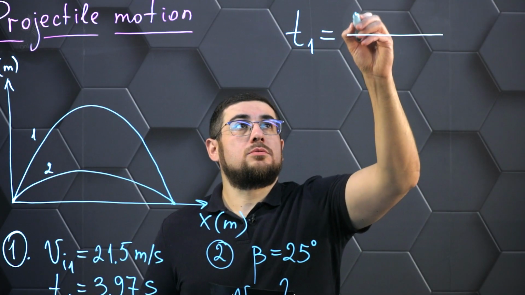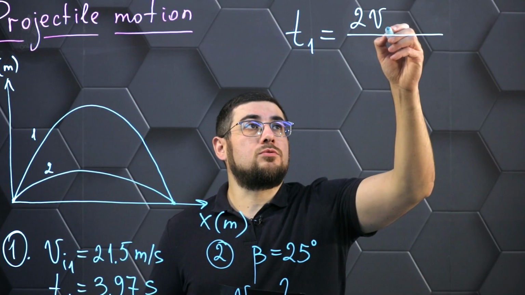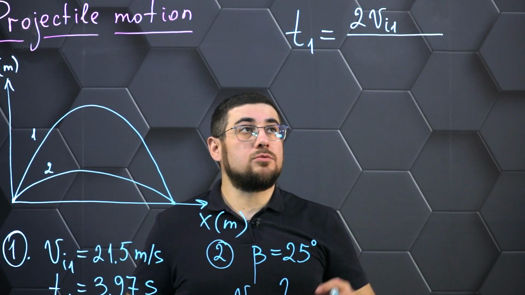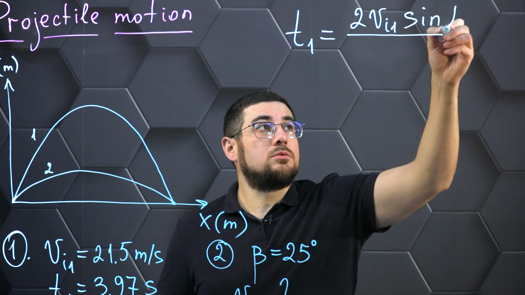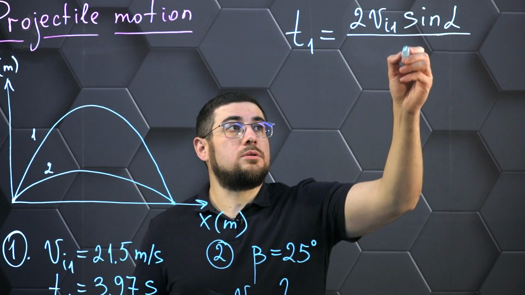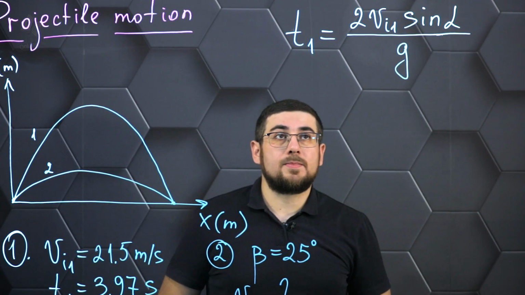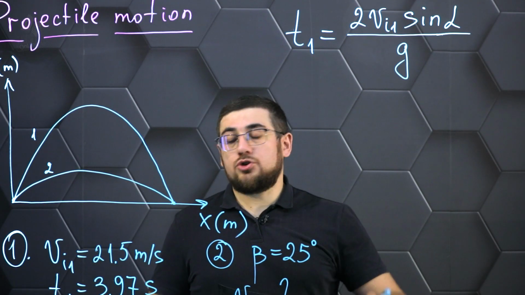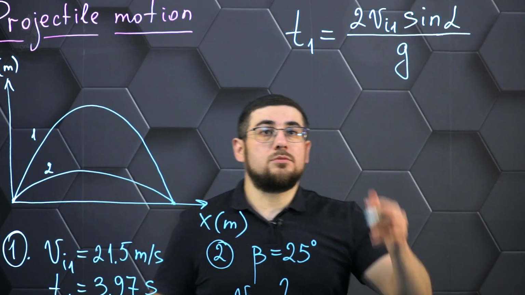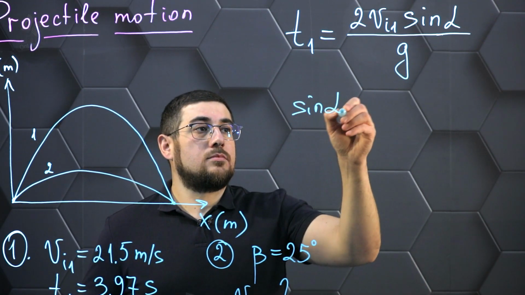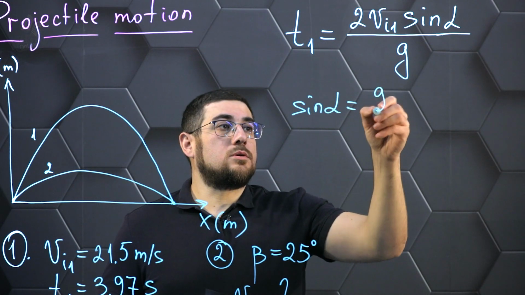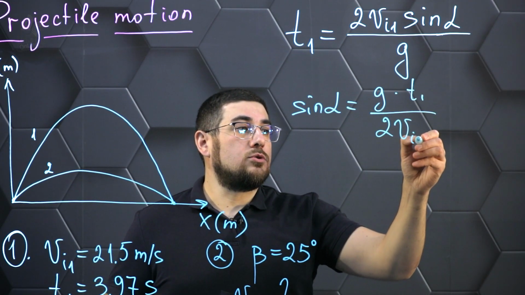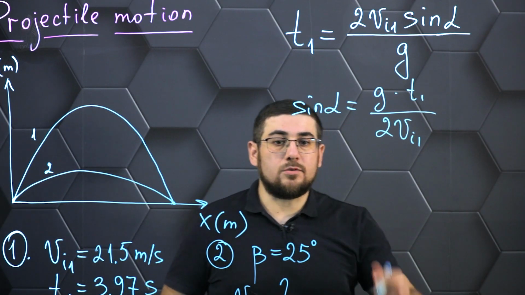So, let's write down the formula by which this value is determined. T1 equals double the product of the initial velocity for the first case by the sine of the angle of throw, divided by the acceleration of free fall. This is exactly the formula we received, and we see that here the unknown quantity is the sine of the angle of throw. Let's express it from here. So, the sine of alpha would be g times t1, divided by twice the initial velocity.